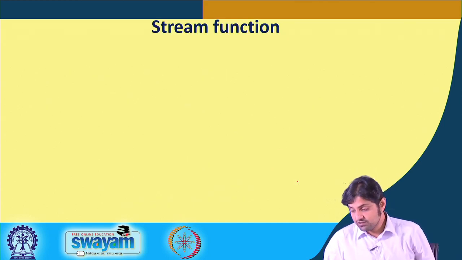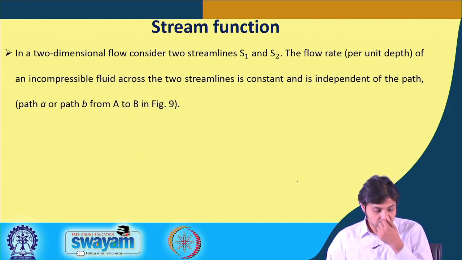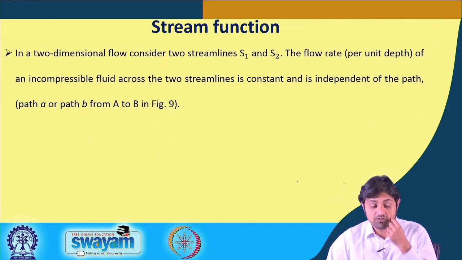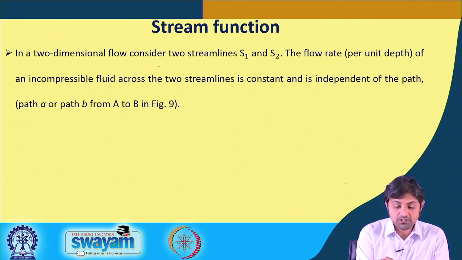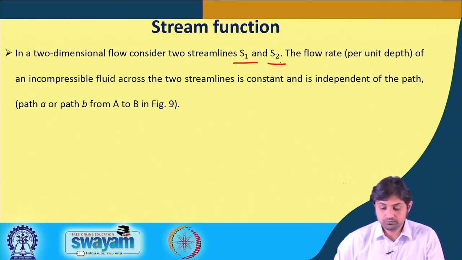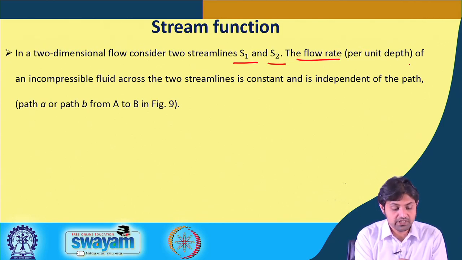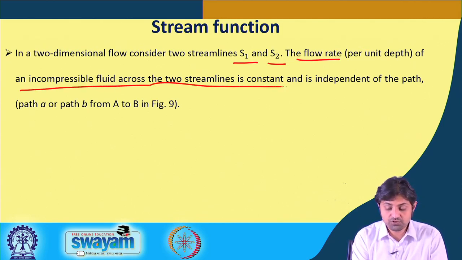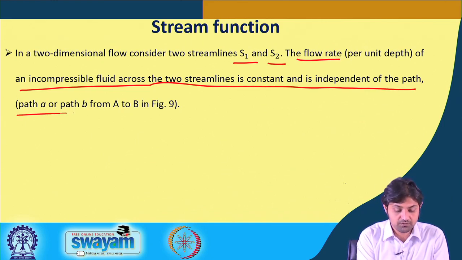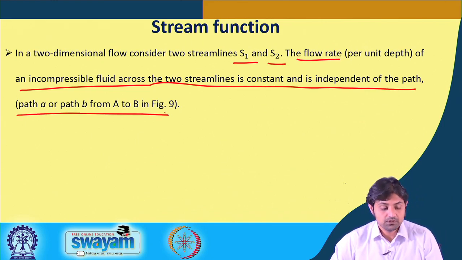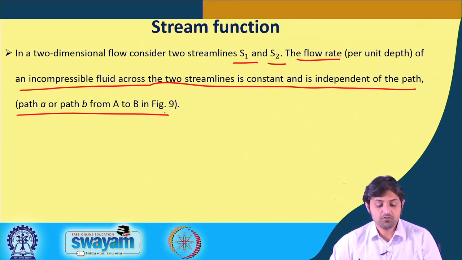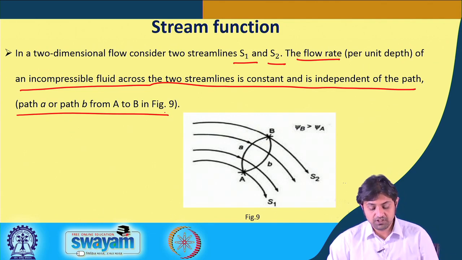Now a stream function, what actually is a stream function? So in a 2D flow or a 2-dimensional flow, this type of flow considers 2 streamlines S1 and S2. The flow rate per unit depth of an incompressible fluid across 2 streamlines is constant and independent of the path. Okay. So in a 2-dimensional flow, we consider 2 streamlines S1 and S2. The flow rate of an incompressible fluid, for example water, across the 2 streamlines is constant and is independent of the path. Path A or path B from A to B in figure 9.